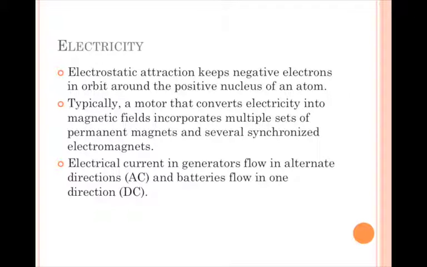But then we also have things that are just battery operated, and batteries flow in one direction, and that's called DC. And so that kind of explains the difference between the currents in a battery, which is a chemical reaction taking place and it just continuously flows in one direction, and generators that are alternate direction or AC.